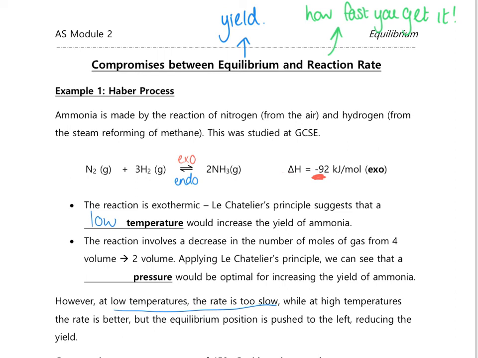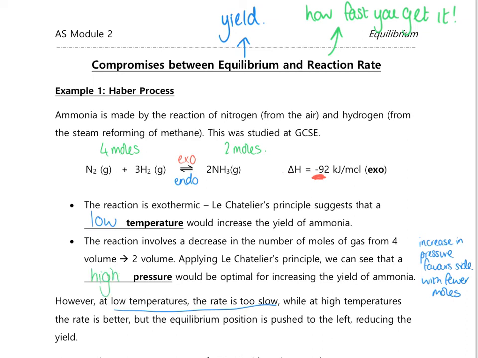So we know that an increase in pressure favours the side with fewer moles. Well, let's look at what we have here. We have 4 moles on the left-hand side versus 2 moles on the right-hand side. So if we increase the pressure, that's going to move the equilibrium to the right-hand side, which will increase the yield. So a high yield of ammonia will be encouraged by a high pressure.